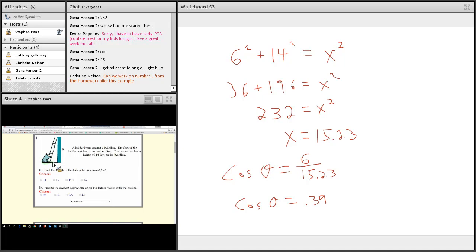Sure, no problem. We'll go to the homework. In fact, there's another one in the homework that I want to look over. But sure, we can look at number 1, and then I want to look at number 5 a little bit from the homework as well.